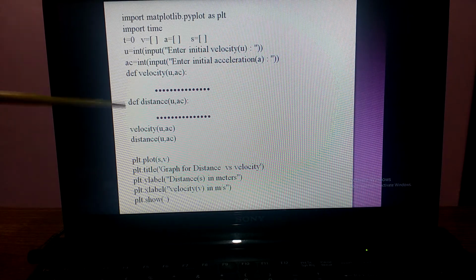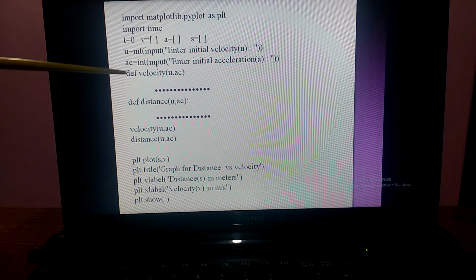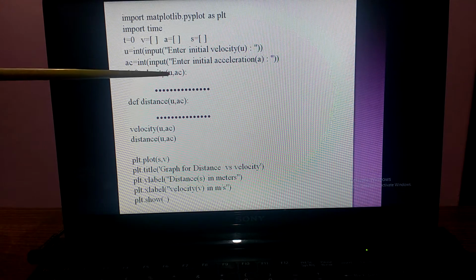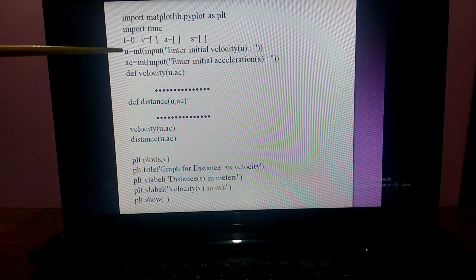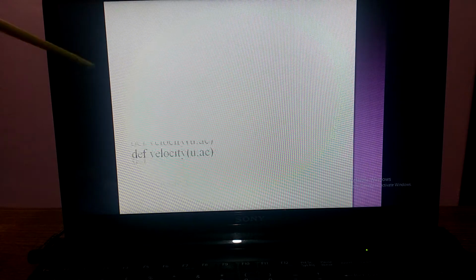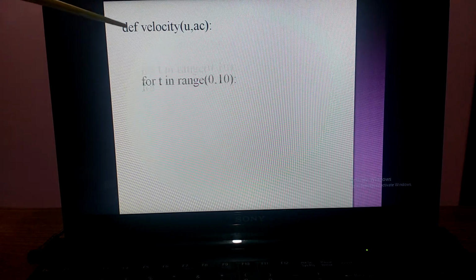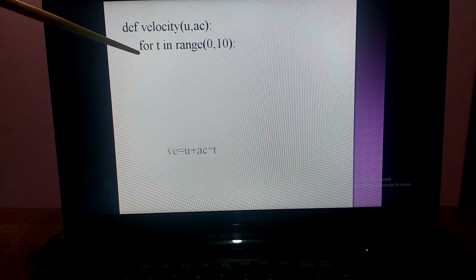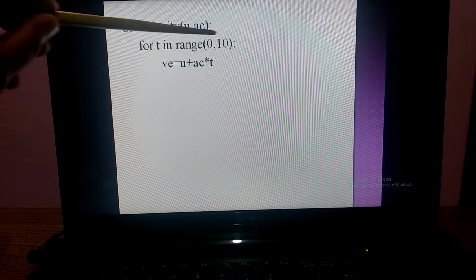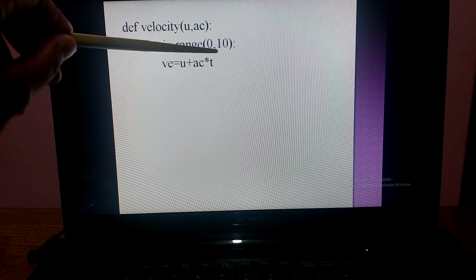And I am defining some methods. I am using two different methods in my program. First one to calculate velocity, and then to calculate distance, with parameters as initial velocity and initial acceleration. Let us see these methods. This is my method. I am taking time from 0 to 10 intervals.